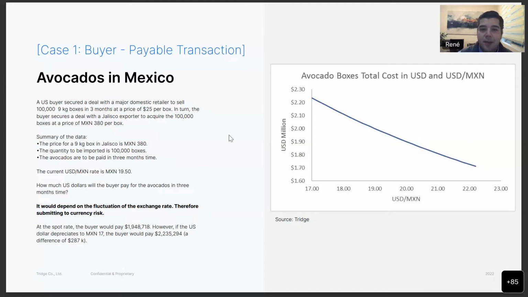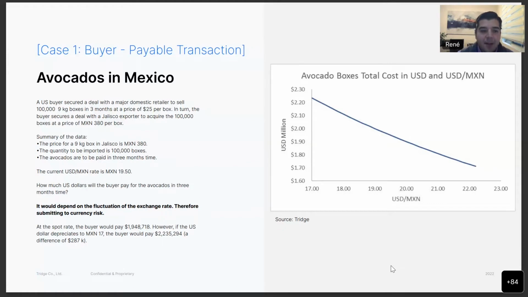So this buyer then goes to Mexico and contacts his Jalisco exporter and agrees to acquire the 100,000 boxes at a price of 380 pesos per box in 3 months. So the price to get the avocados is set in pesos, and it's going to be paid in 3 months. So, of course, he wants to minimize the amount of dollars he would have to pay for that transaction and thus maximize his margin with his sale to the retailer.